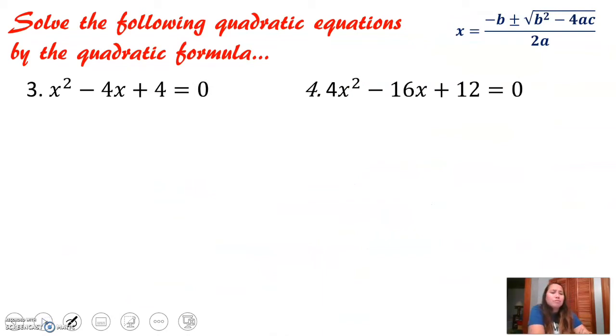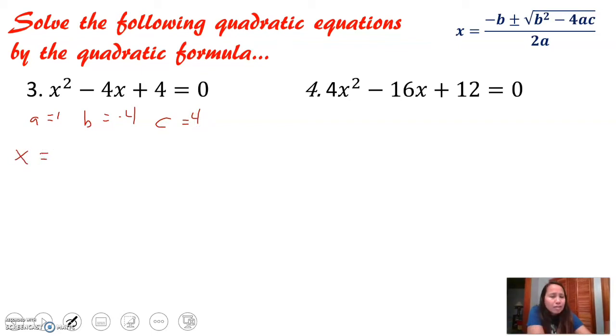X squared minus 4x plus 4 equals 0. It's already in standard form. Our A again is 1 because x squared doesn't have any coefficient beside it. B this time is -4. Gotta be careful with the signs. C is 4. Now my formula is x.